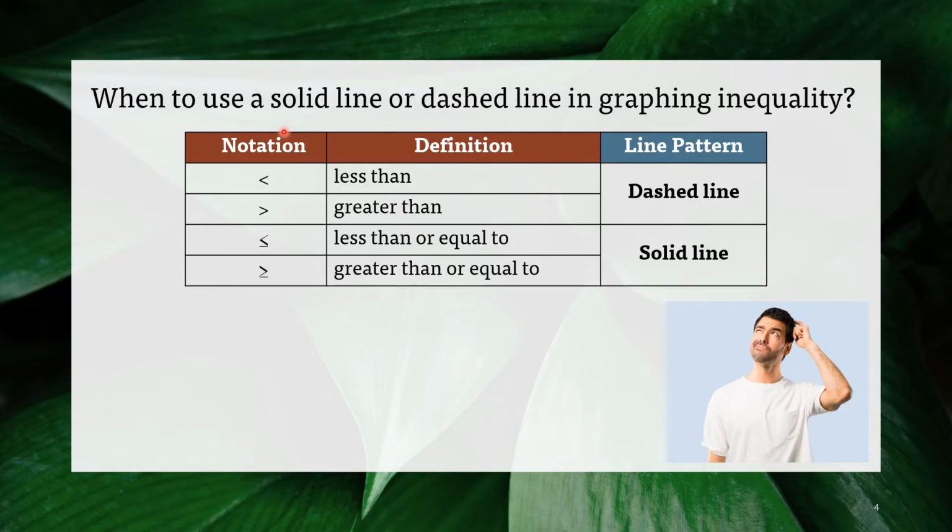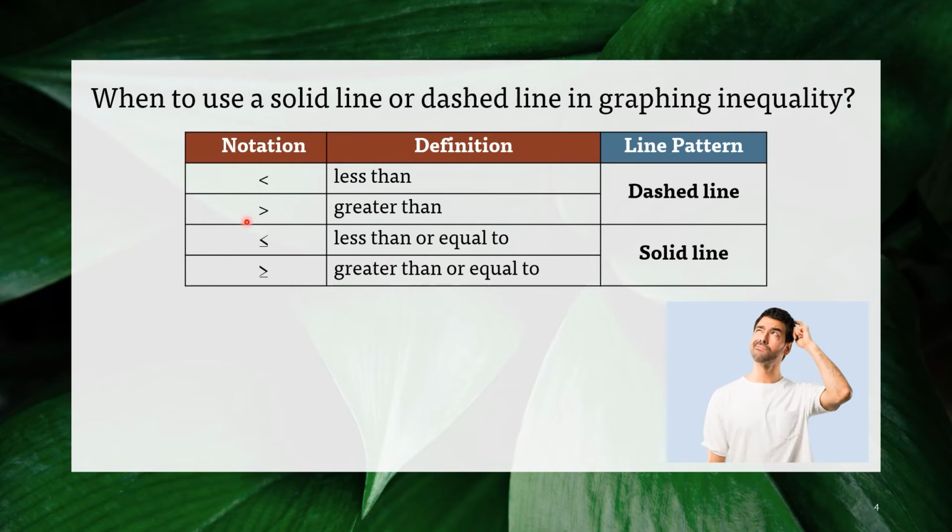Some of us might get confused about when to use a solid line or a dashed line in graphing an inequality. Without the equal sign, we will use a dashed line for notation less than or greater than. So for this notation, if you can notice here, less than and greater than are without the equal sign. So we will use the dashed line.